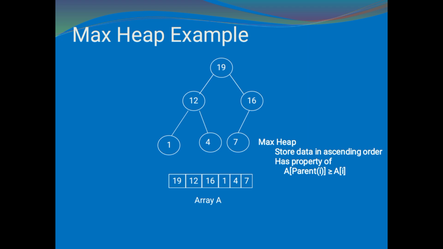Now consider the level up. 12 and 16 are the children of parent 19. Now if we compare 12 and 16 with 19, 12 and 16 are smaller than 19. So the parent is having the maximum element and the children are having the smaller elements. So this is a max heap.